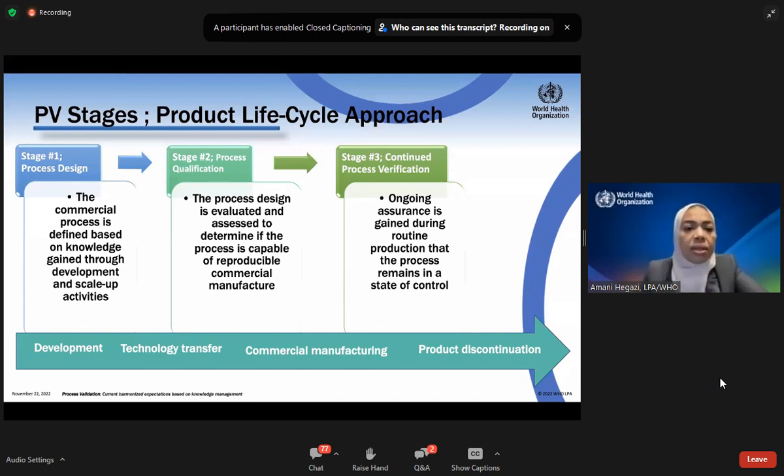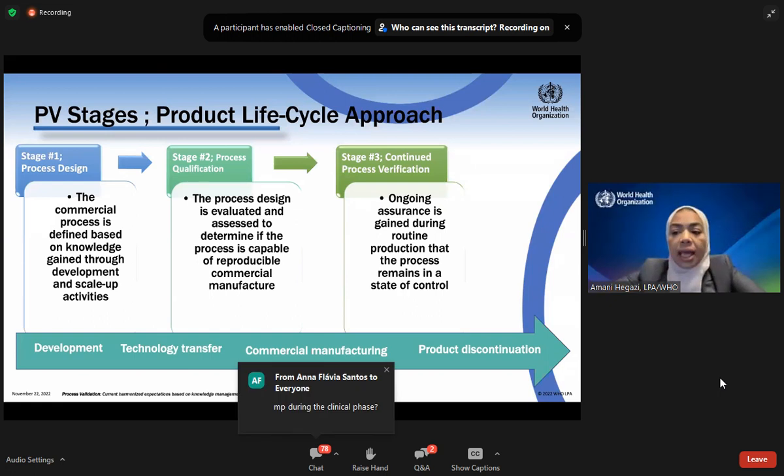So going through the process validation stages, product life cycle approach, the new stages are 3. Stage 1, which is relevant to the process design. In this stage, the main goal is that the commercial process is defined based on knowledge gained through development and scale-up activity.